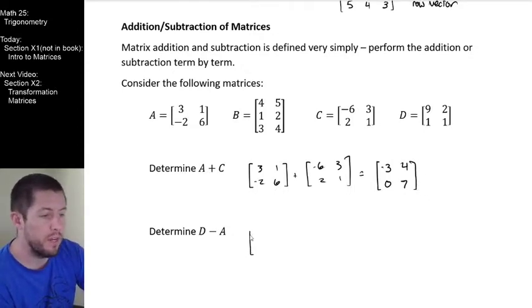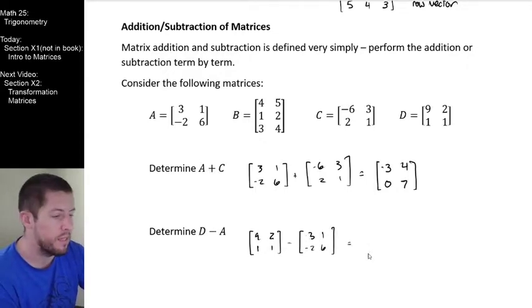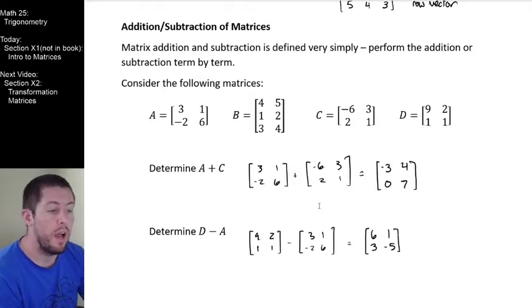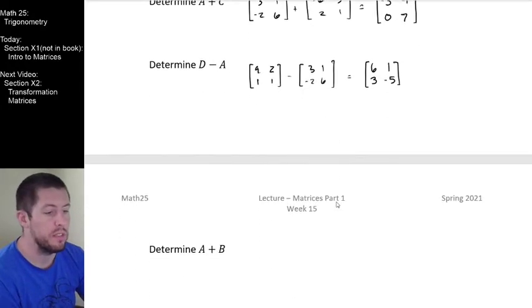Very similarly, we can do subtraction in a very similar way. D minus A looks like the 9, 2, 1, 1 matrix minus the 3, 1, -2, 6 matrix. And again, we're just going to do this term by term. So 9 minus 3 is going to give me 6. 2 minus 1 gives me 1. 1 minus -2 is like 1 plus 2, so that gives me 3, and 1 minus 6 is going to give me -5 right there. All right, so again, relatively simple. It's just doing term by term operations.